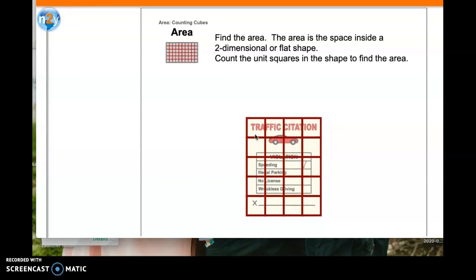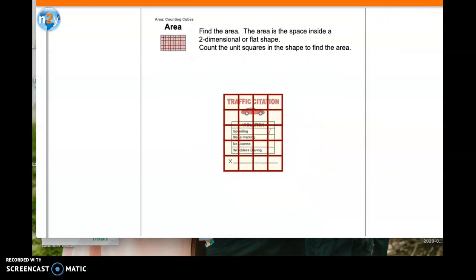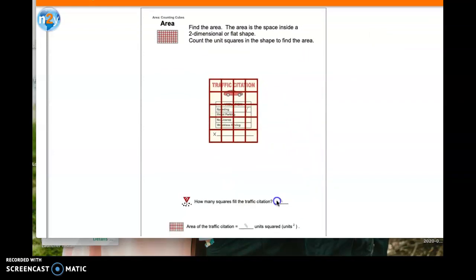So here's another example that's a little closer up. The area is the space inside. So if we were to count the area of this traffic ticket, we would count all of these. 1, 2, 3, 4, 5, 6, 7, 8, 9, 10, 11, 12, 13, 14, 15, 16, 17, 18, 19, 20. Okay, so the area of this rectangle would be 20.